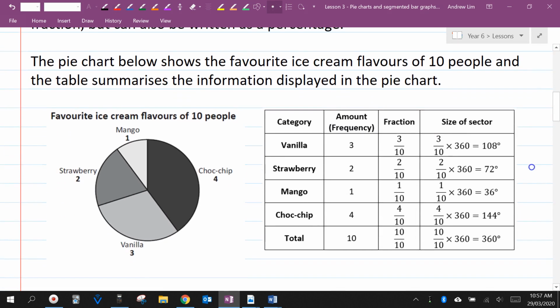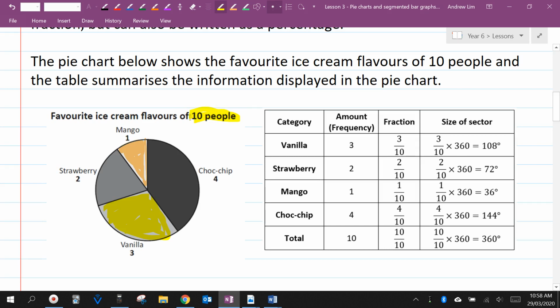The pie chart below shows the favorite ice cream flavors of 10 people, and the table summarizes the information displayed in the pie chart. So here we're going to have a look at this pie chart. We have mango, which only one person said was their favorite flavor. We have choc chip, where 4 people said that was their favorite flavor. We have vanilla, where 3 people said that, and strawberry, where 2 people said that. So when we add all these numbers together, 1 plus 4 is 5, 2 plus 3 is 5, 5 plus 5 is 10. We can see we have 10 people.